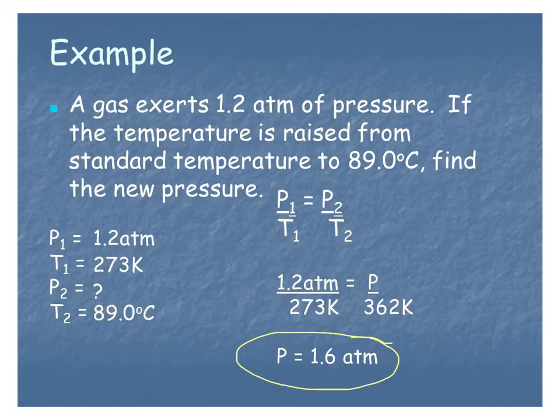So we set it up the same way I told you to set it up. It's 1.2 over 273 equals P over 362. And guys, I solved it for P and just moved that over here to do the math real quick. So that would be 362 times that, and so we would get rid of this. And so you should get P is 1.6 atmospheres. So fairly straightforward, nothing any different than what we've been doing before, except now we're just using P and T.